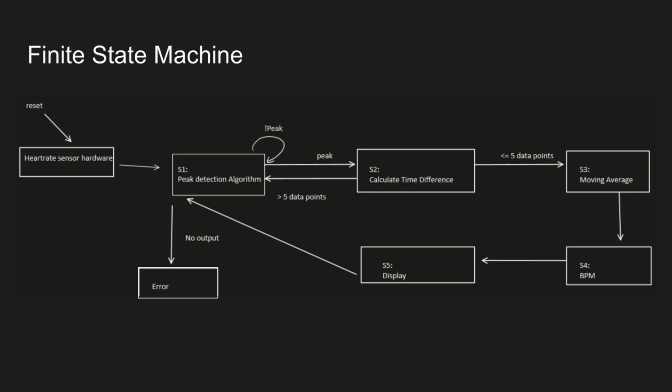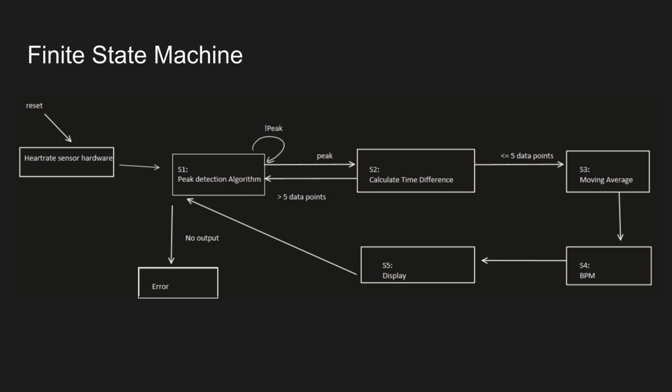Next, we have our finite state machines, and to start off, we have our reset. Once it starts or resets, we have our heart rate sensor hardware. The hardware is going to output to our STM board, and this is going to go first into our finite state machine where we have our peak detector algorithm. If we have no peak, we're just going to loop back on itself until we do have a peak. If we have some error, like no output, we're just going to output error.